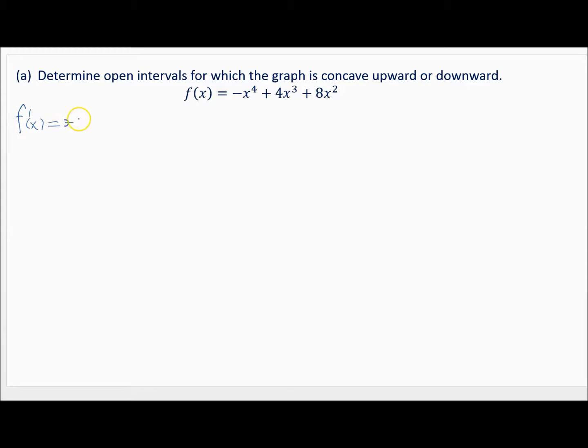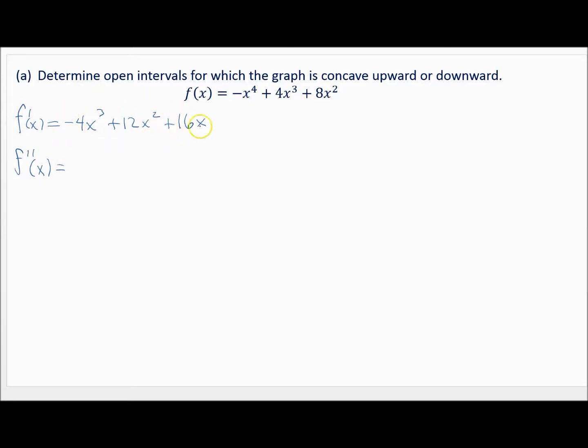Use the power rule. We have negative 4x to the third. Derivative of 4x to the third here is going to be plus 12x squared. And then the derivative of 8x squared will be plus 16x. I just use the power rule, the sum difference rule, and the scalar multiple rule. Now I'm not going to use that, but if I did, that would find increasing, decreasing, relative maximums, and relative minimums. Okay? But we're going to move on to concavity, so I need to take the second derivative.